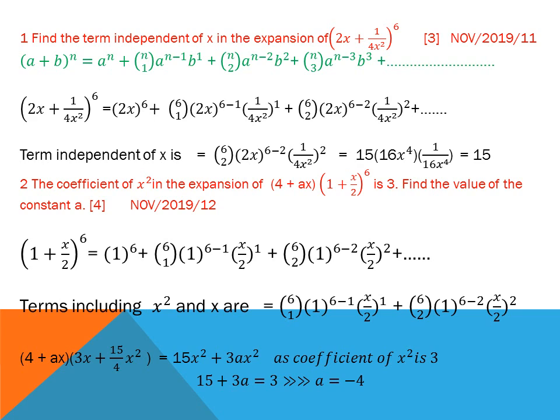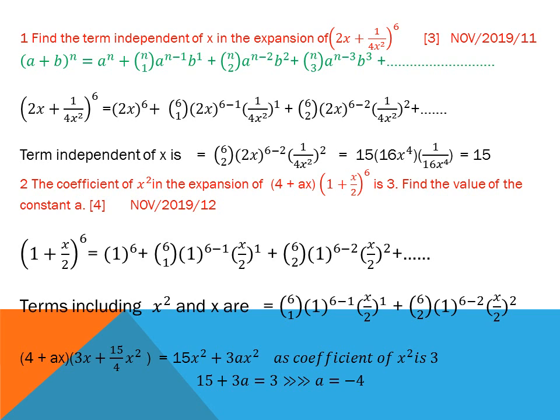First I find 6c1, 1 power 6 minus 1, x over 2, and then plus 6c2, 1 power 6 minus 2, x over 2 whole square. 4 plus ax as it is. When I solve 6c1, 1 power 6 minus 1, x over 2, it will become 3x.